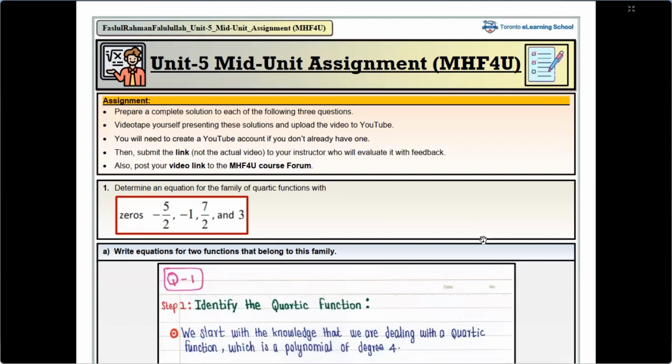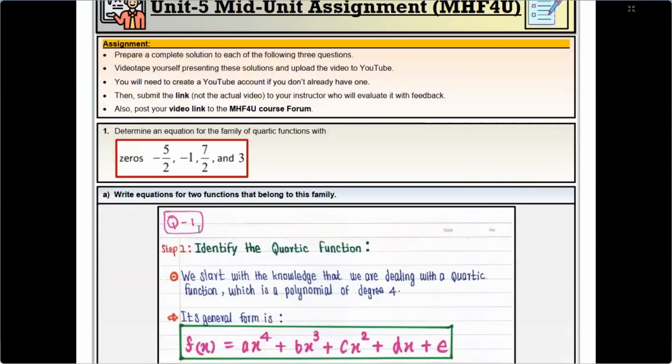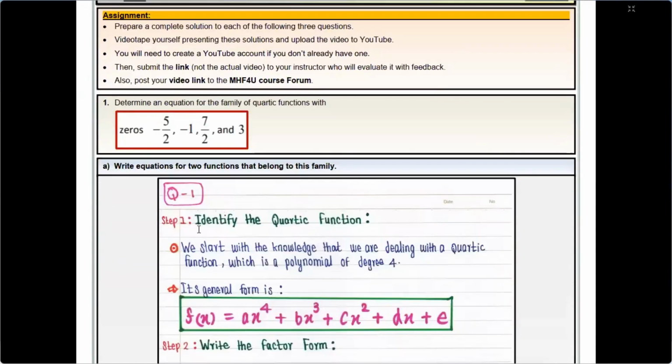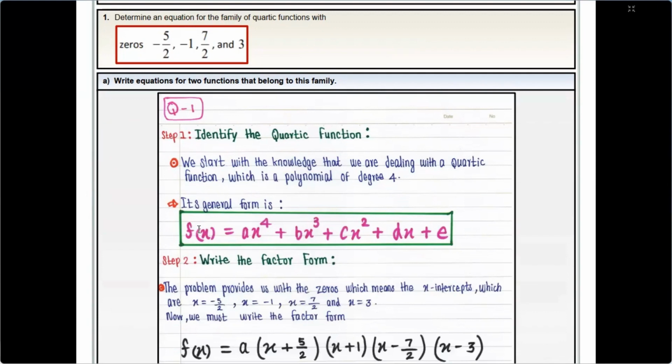Question number 1 asks us to determine an equation for the family of quadratic function with zeros minus 5 over 2, comma, minus 1, comma, 7 over 2, comma, and 3. Part A, write equation for two functions that belongs to this family.